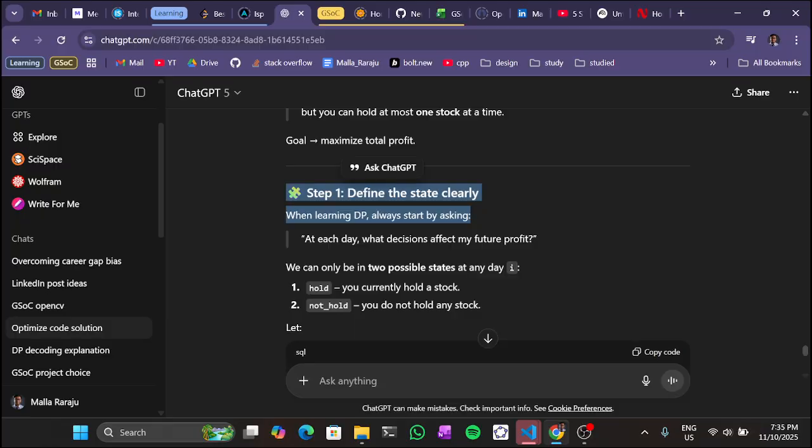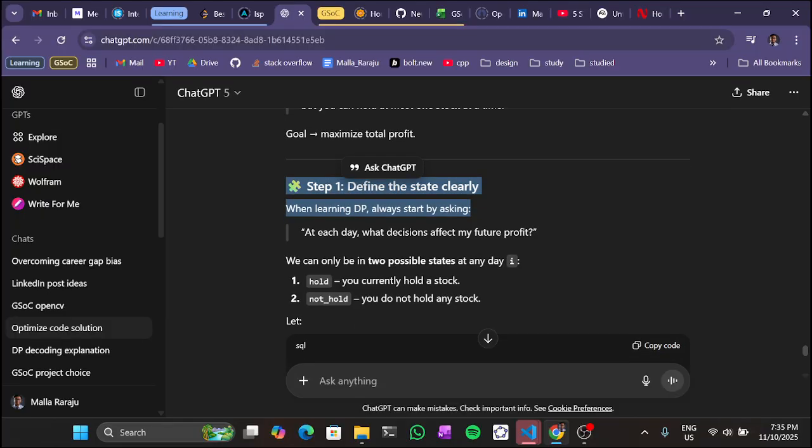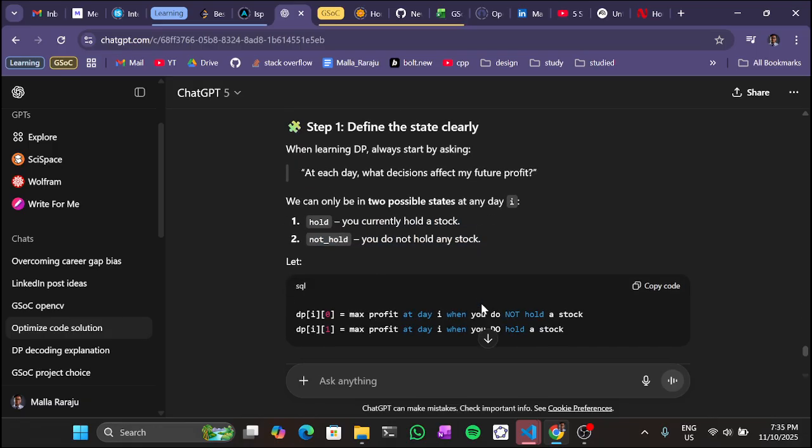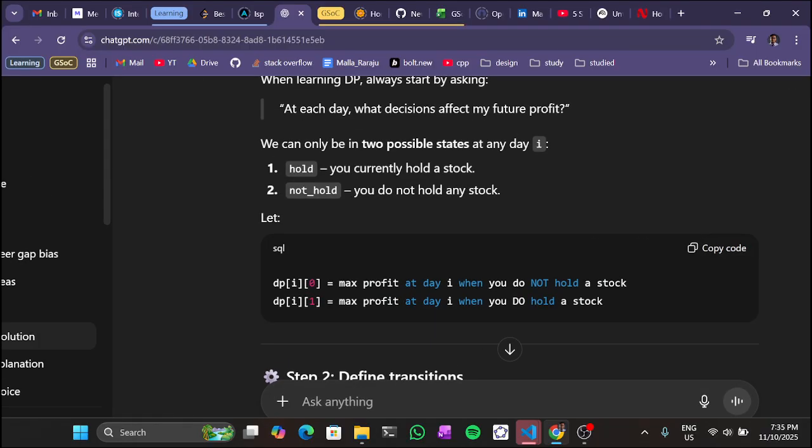Define the state clearly. When learning DP, always start by asking at each day, what decisions affect my future profit? You can only be in two possible states at any day. Hold, you currently hold a stock. Not hold, you do not hold any stock. Max profit at day i, and you do not hold a stock.